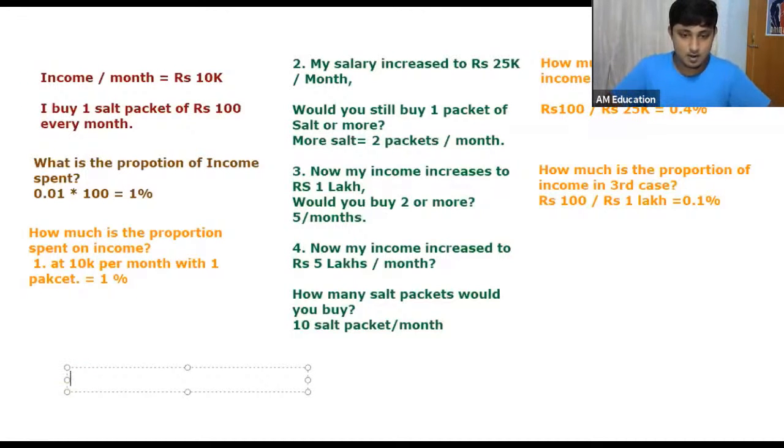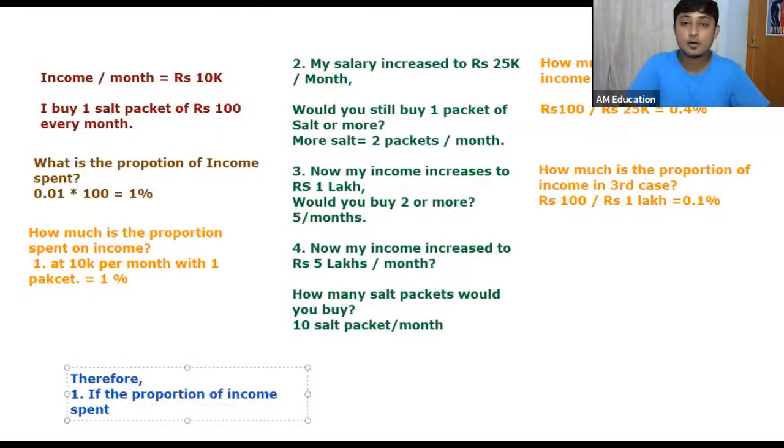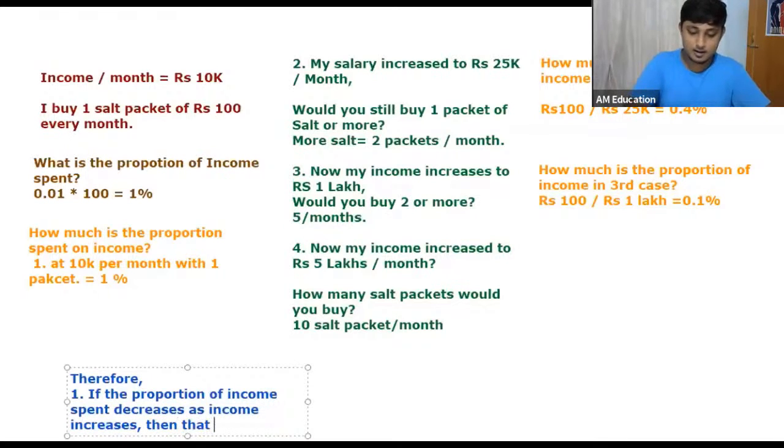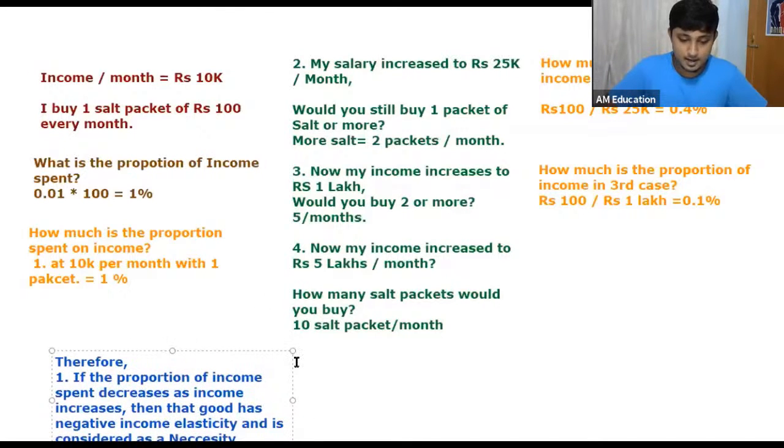Therefore, if the proportion of income spent decreases as income increases, as in this salt case, then that good has negative income elasticity and is considered a necessity. Right? And what is the second point?